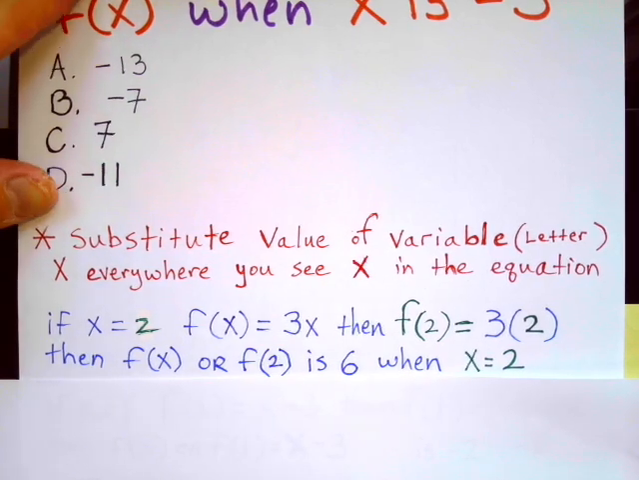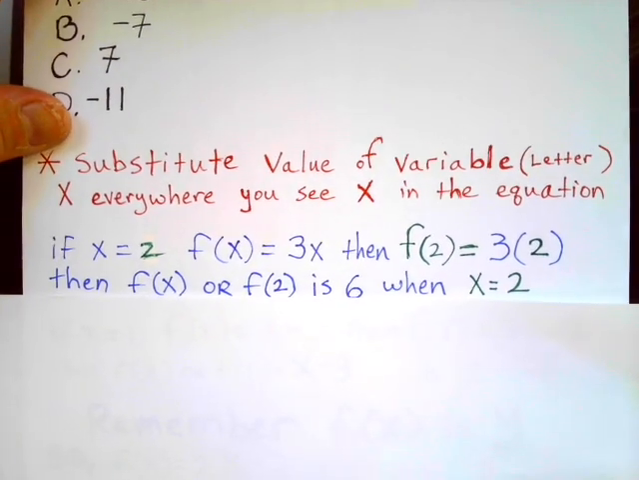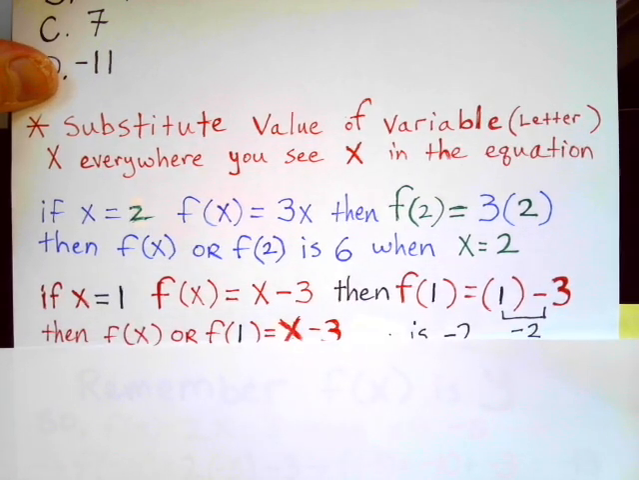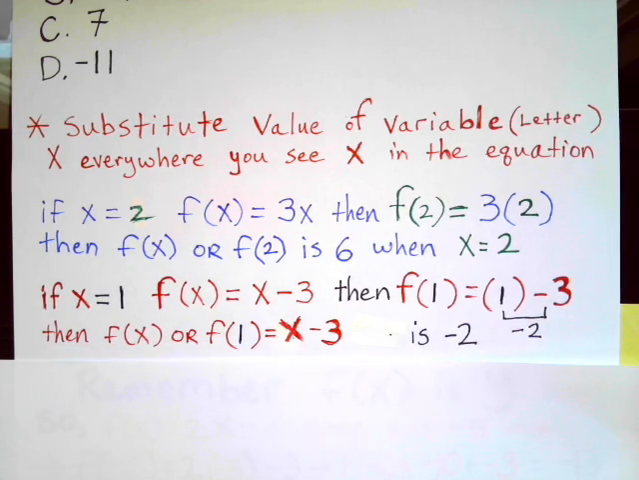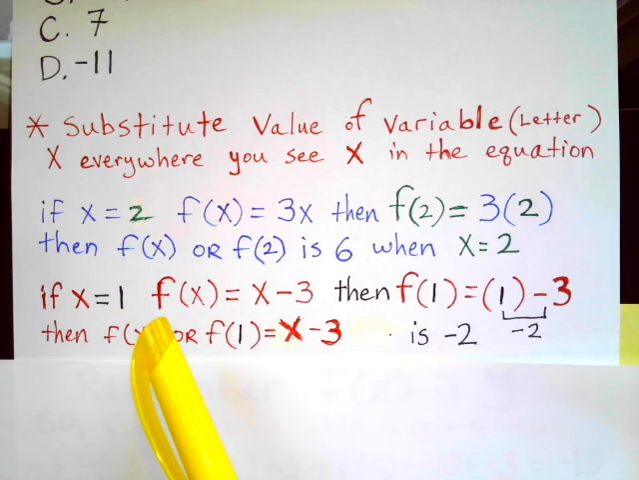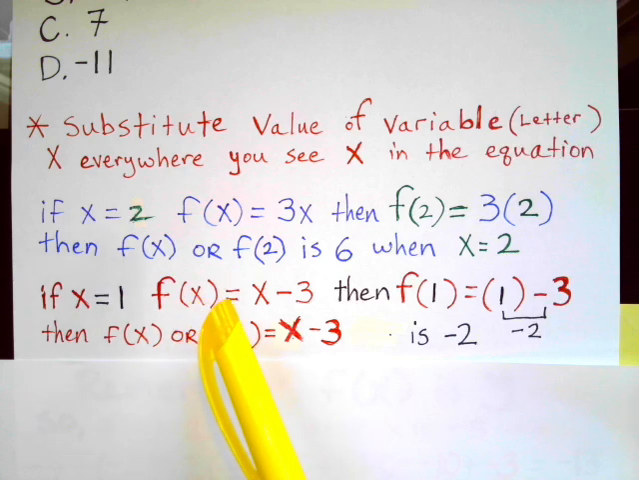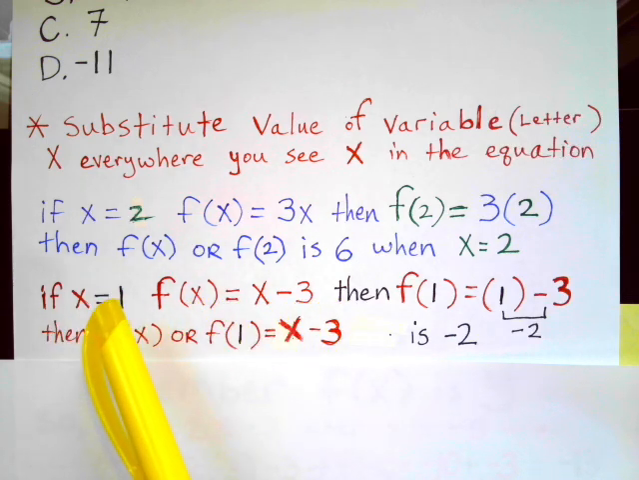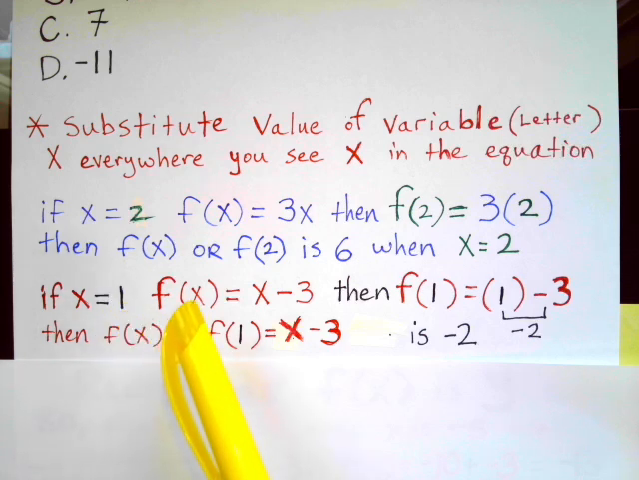So I'm hoping this is making sense. I just want to go over an example of how to answer this particular type of problem. So if x equals 1, and this is another example problem, I made this up. If x equals 1, f of x equals x minus 3, right? So again, if x equals 1, we can substitute 1 everywhere we see x.